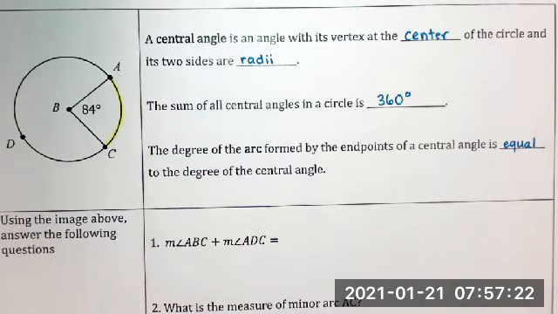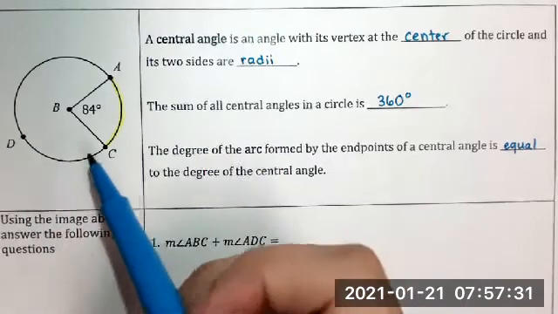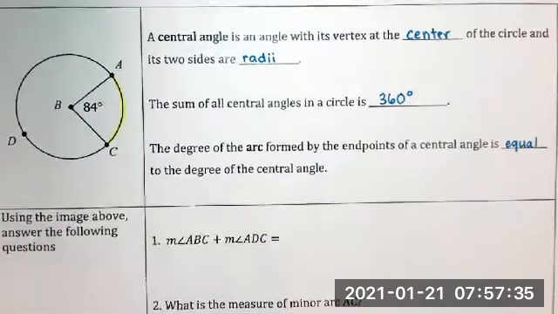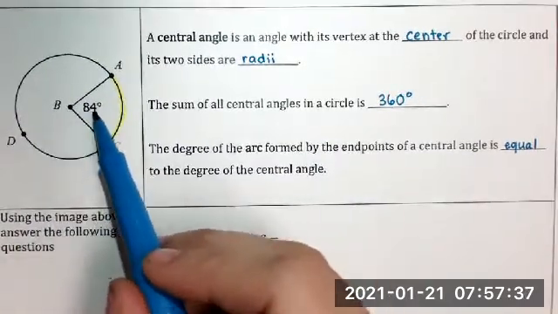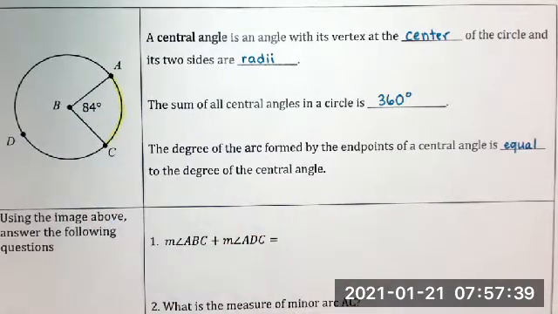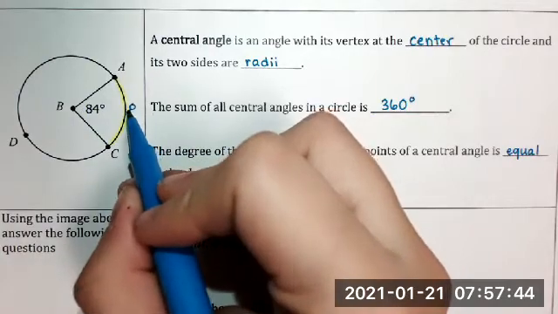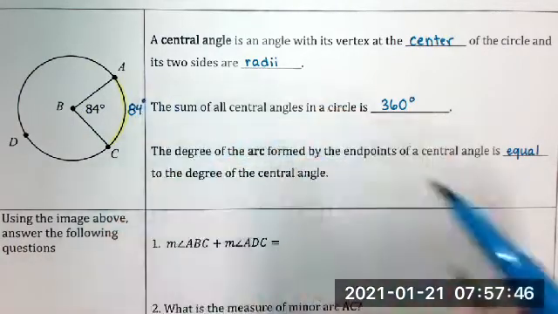Now, don't get this confused for arc length. The length of the arc can be different. It all depends on the size of the circle. The arc length would be a portion of the entire circumference, but the measure is measured in degrees, just like the angle here. So if ABC is 84 degrees, that means that arc AC is 84 degrees.